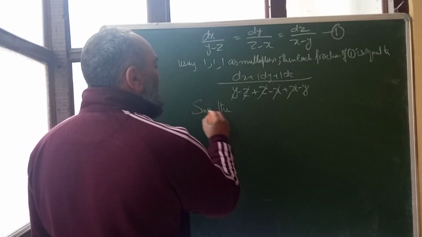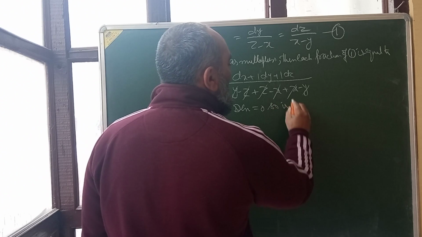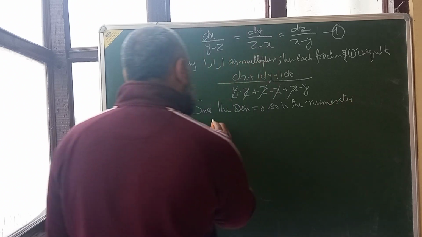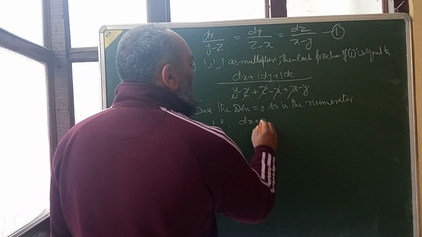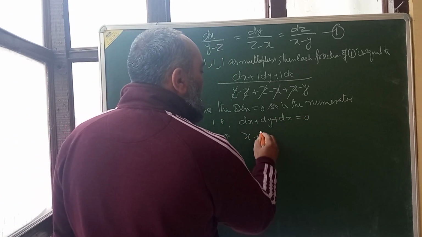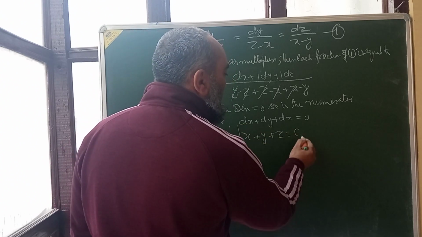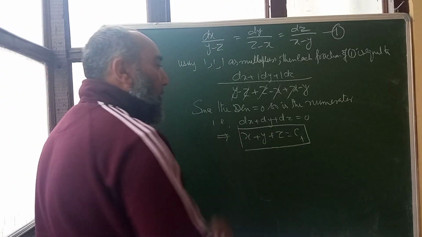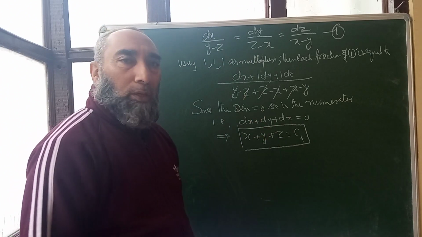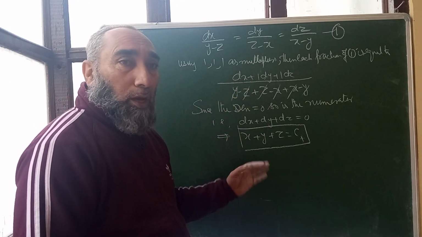Since the denominator is equal to 0, so is the numerator. That is dx plus dy plus dz is equal to 0, which gives us x plus y plus z equals C1. This was the first solution, C1. Obviously, I cannot use this solution anymore. I cannot use rule 2. Now, I have to choose one more set of multipliers so that denominator is 0. I will get another solution.